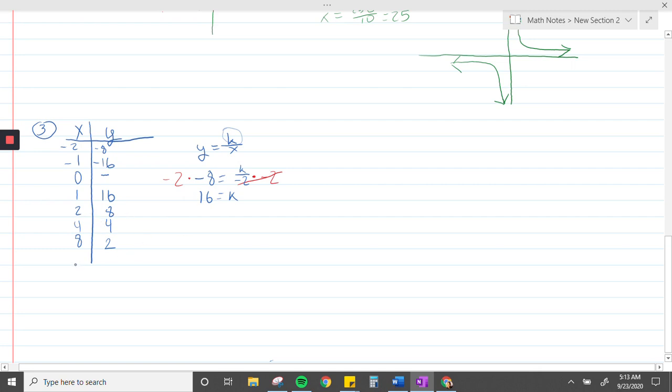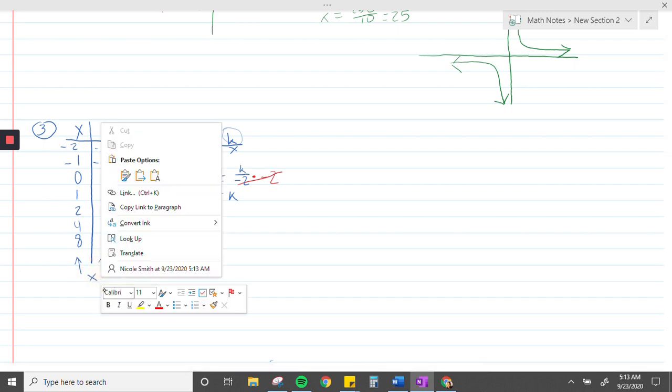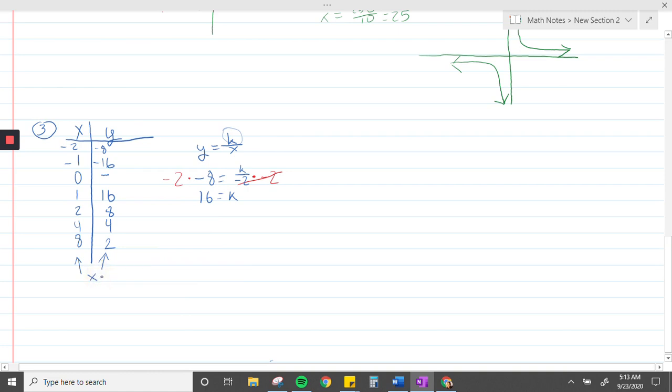If you'll notice, for inverse variation, when we multiply x and y together, we get k. So from our table, we multiply x and y together, and that will give us k. So if we know our k is 16, here is our equation. We have a table, and now the equation for our function is y equals 16 over x.